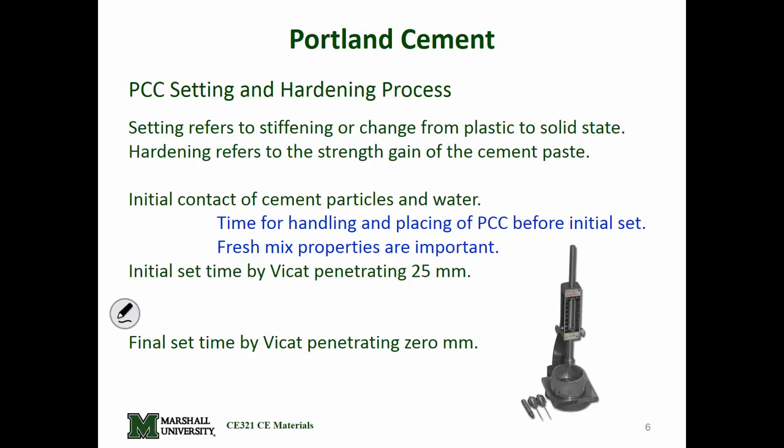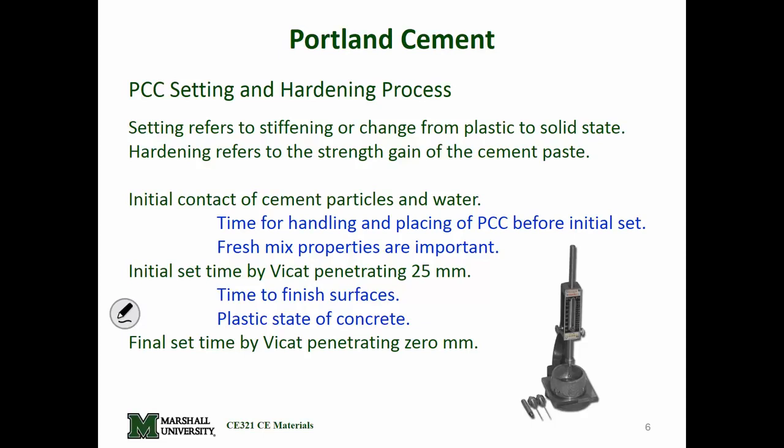We do the Vicat needle test to help us determine the hardening or setting process of our concrete. We've got an initial contact of the cement and the water. We start our clock. We can place the material, handle the material, do our fresh mix property tests with it. When we get a Vicat needle penetration of 25 mm, it tells us we've got an initial set for the material. At that time, things are starting to get into a plastic state. We can't move it around and manipulate it. If we do, it's going to be very blocky and won't go back together, if you will.